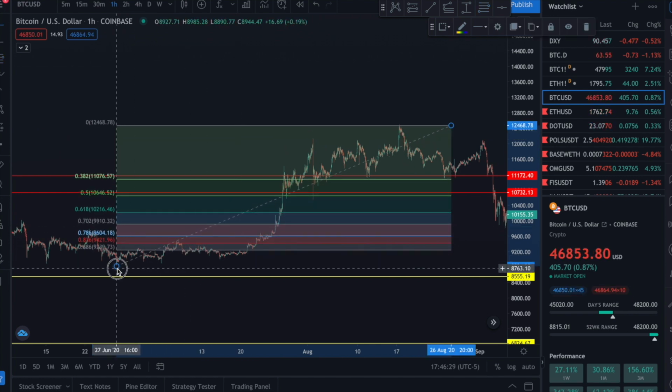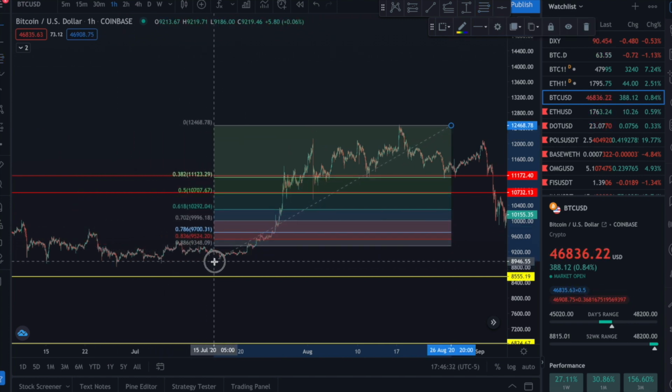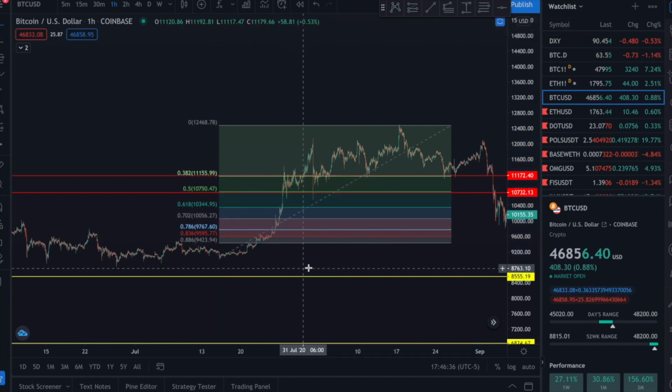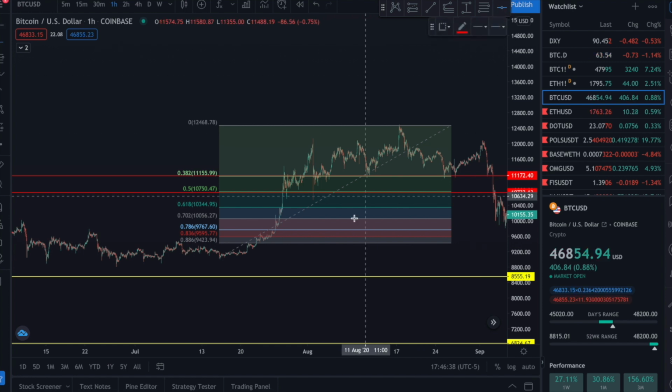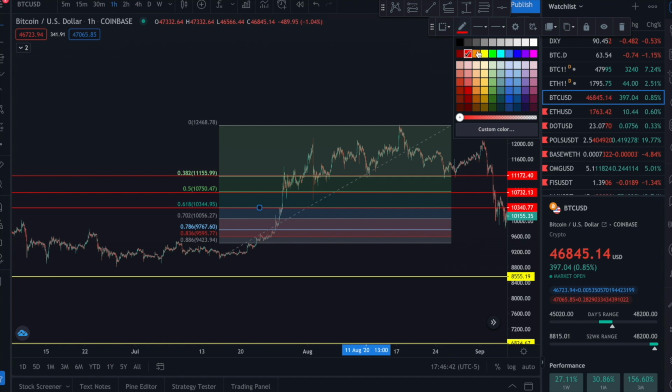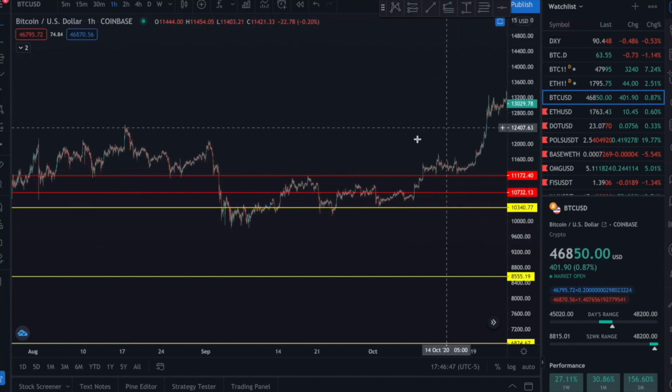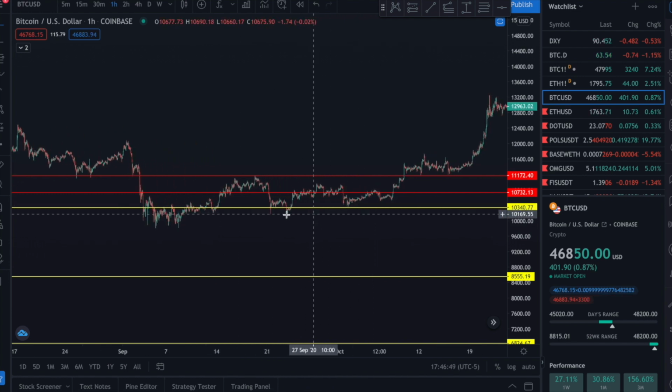Get my same point here. What I use this one. Yeah, that's when the move started. Okay, and let's do a 618. Let's just see. Boom, look at that. I didn't plan this.